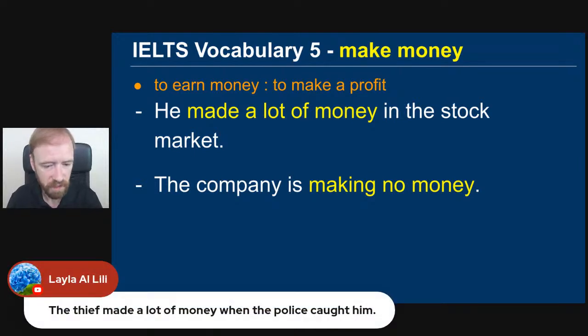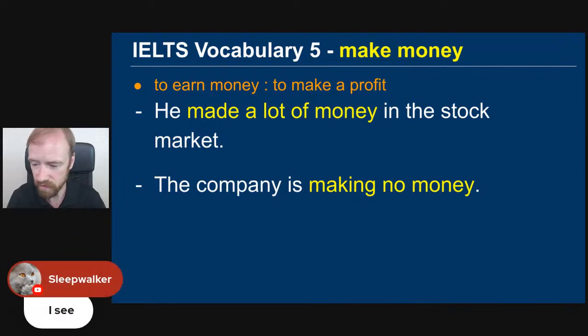The thief made a lot of money when the police caught him. Now, there's a problem with this sentence because you're saying when the police caught the thief, he made money somehow by the police catching him. I'm not sure how the thief made money because the police caught him. So the thief had made a lot of money by the time the police caught him. We would fix up the grammar like that.